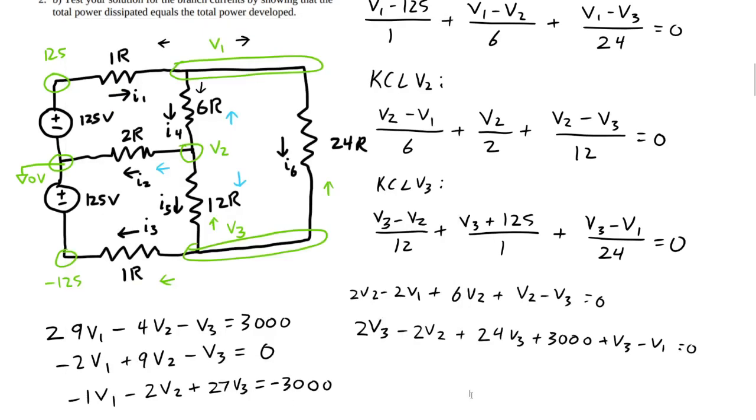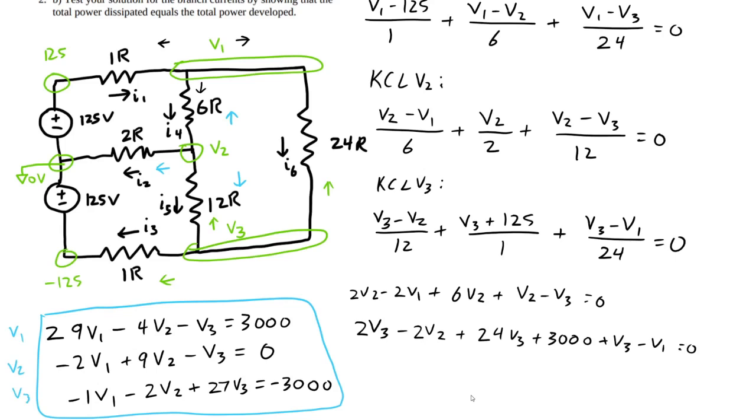Okay, so I set up the system of equations. Now if you're confused on how to do that, basically all I did is I took the greatest common denominator with all of them, multiplied them all by that, and ended up with these 3 equations. So this is like the KCL for V1, the KCL for V2, KCL for V3.